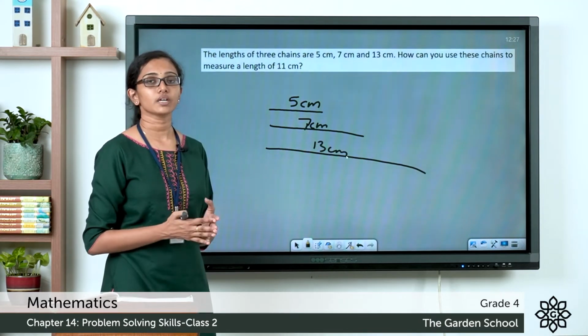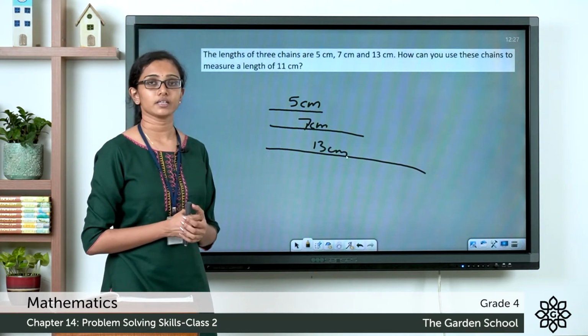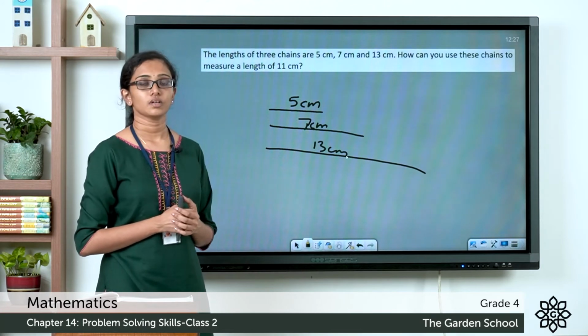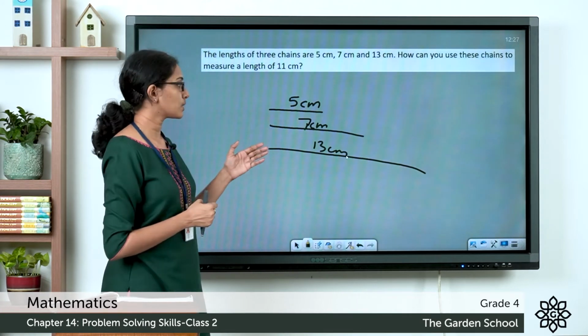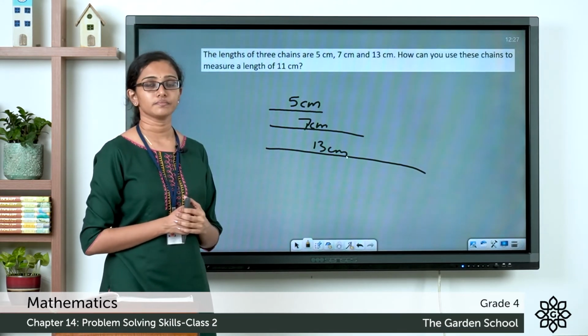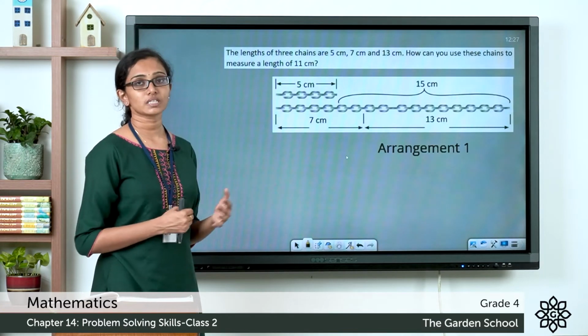Now you are asked to find out a possible placement or arrangement of these 3 chains together so that you can measure a length of 11 cm. How would you solve this? Just think about it. How we can place these chains together to measure a length of 11 cm. Let's see one arrangement now. Let this be the first arrangement.